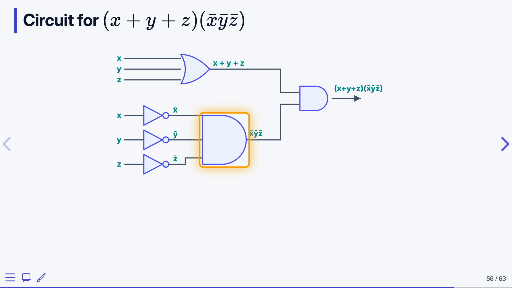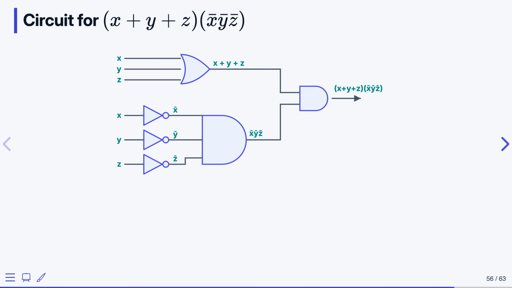Those 3 wires run into the 3-input AND gate. Its output is bar x, bar y, bar z. The 2 long wires finally meet at the AND gate on the right. Its output is the whole expression.